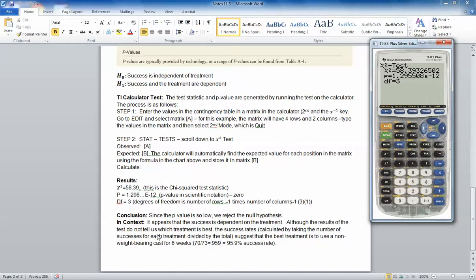Although the results of the test don't tell us which treatment is best, you can look at the success rates, and you can calculate those by looking at the table. Take the number of successes for each treatment divided by the total. If you do that, it suggests that the best treatment is to use a non-weight-bearing cast for 6 weeks, because we've had 70 successes, 3 failures, so 70 divided by the total 73 is .959. That has a 95.9% success rate.